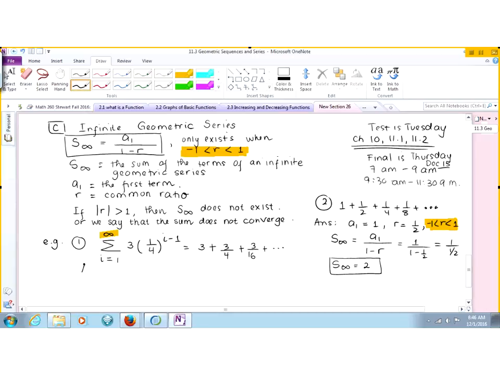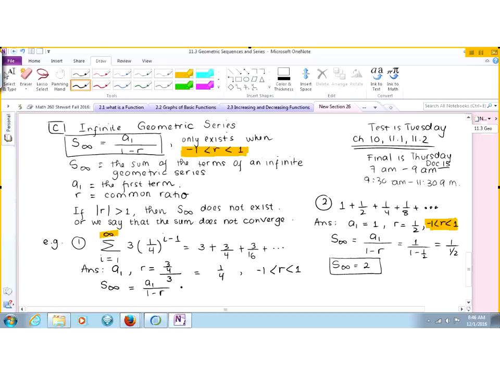So now, do we know a1? 3. First term is 3. Do we know the r? 1/4. How do you get 1/4? 3 over 4 divided by 3. Yes, so this is 1/4. So 3 over 4 divided by 3 is the same as 3 over 4 multiplied by 1 over 3, right? Okay. So is 1/4 between -1 and 1? Yes. So can I find the sum?